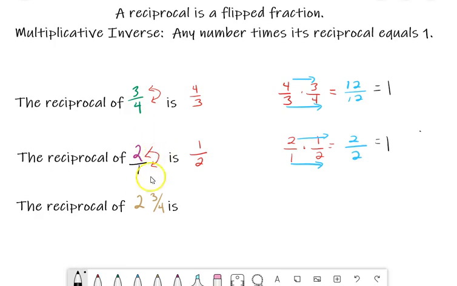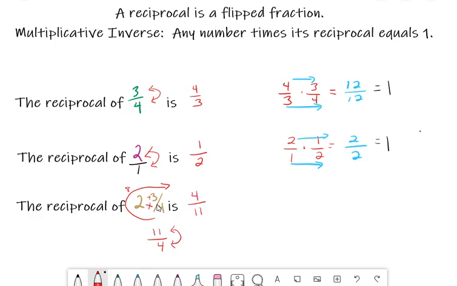Now the one on the bottom is going to be a little bit more complicated because it is a mixed number. So the whole number and the fraction have to be combined into one value. The first thing that we're going to need to do is turn it into an improper fraction, using the U-turn. So we have 2 groups of 4, which is 8, added to the 3 pieces we already had, so now it's 11/4.